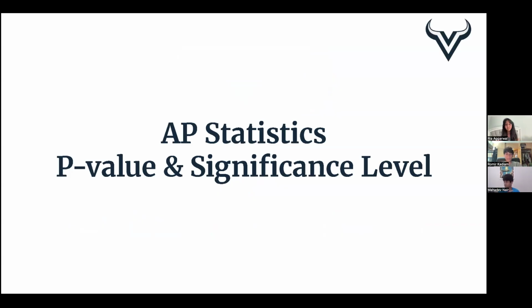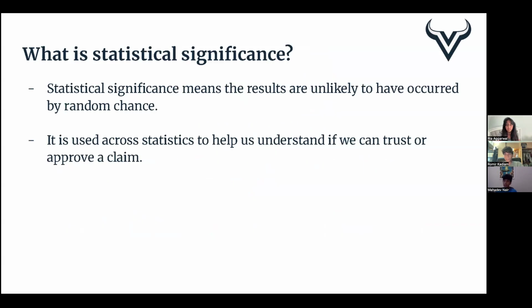Today we're going to be talking about p-value and significance levels. But first, what is statistical significance? Statistical significance tells us whether our results are meaningful or just due to random chance. If we say our results are statistically significant, it means that our data has provided strong evidence against randomness and for possible correlation between variables. It's a key concept used to decide if a claim or finding can be trusted in research and experiments.